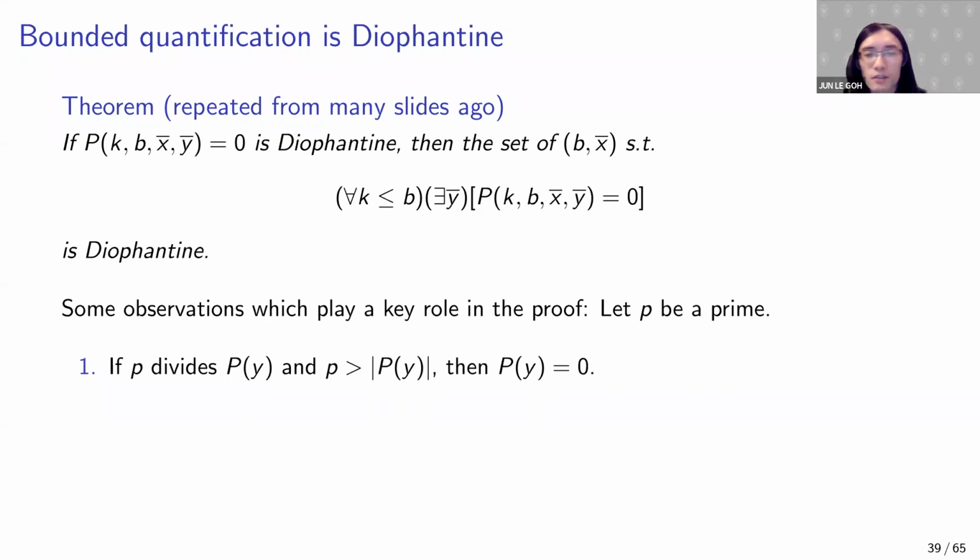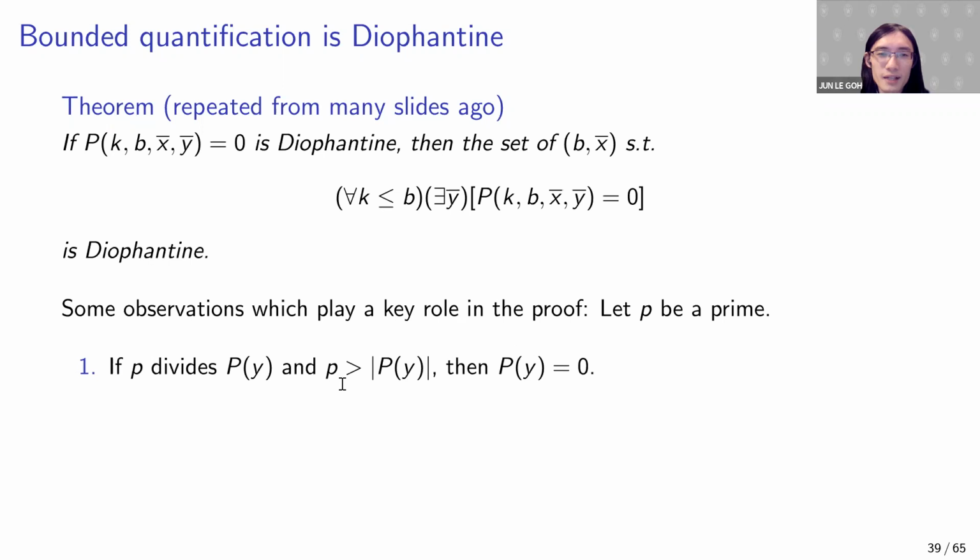The first thing here, so let P be a prime, okay? And the first fact here doesn't really rely on P being a prime, but if you have a P that divides P of Y, and P has absolute value greater than P of Y, then P of Y must be equal to 0. So this is a completely trivial fact, but it is useful because now, instead of specifying that something is equal to 0, we can split it up into two pieces here. And if both pieces are satisfied, then we know that this thing is equal to 0.